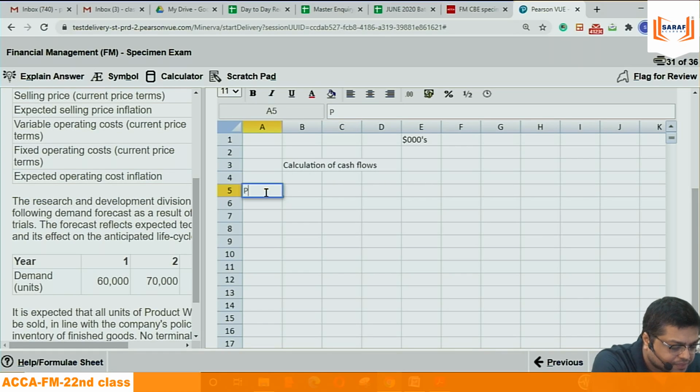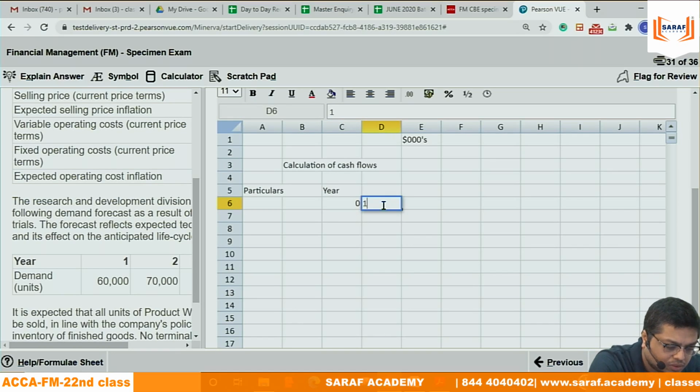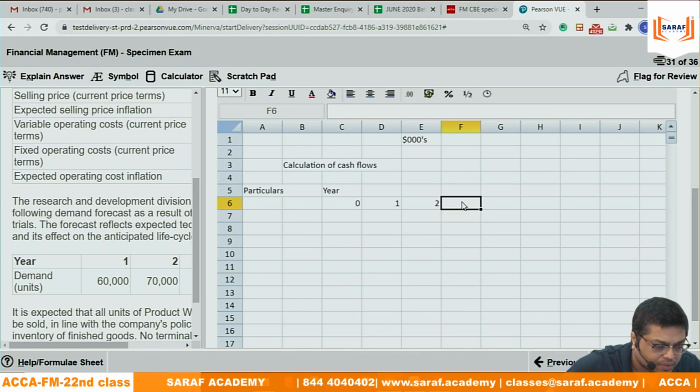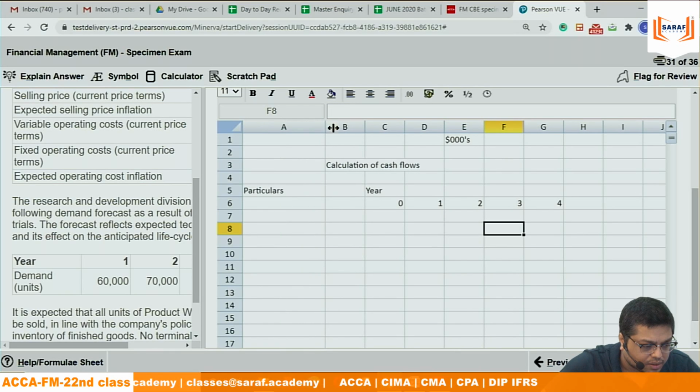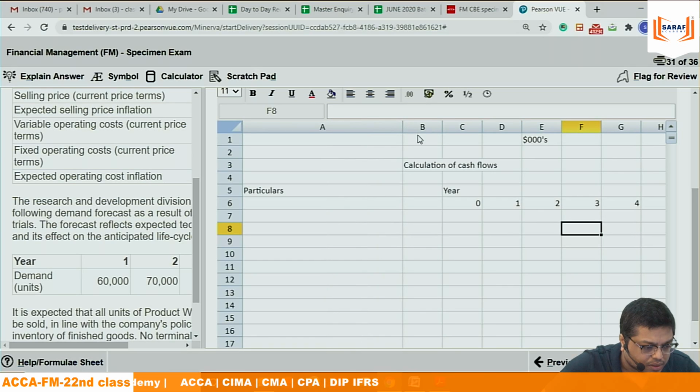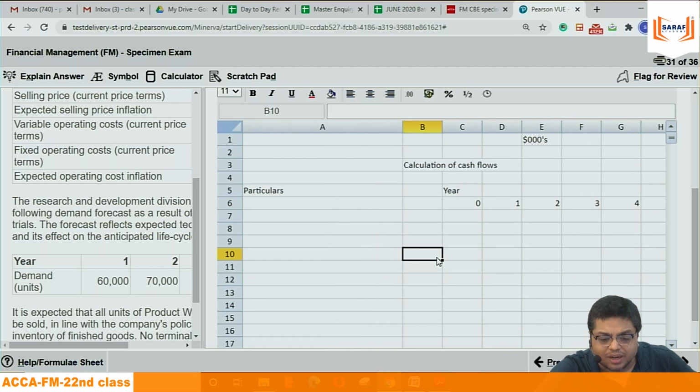Suppose the first column is particulars. Then comes year: 0, 1, 2, 3, 4. Can I delete this column? Here it may not happen, but in the exam there is the possibility of adding or deleting columns and rows. I can give you a guarantee, in the exam it will happen. It will happen, believe me.